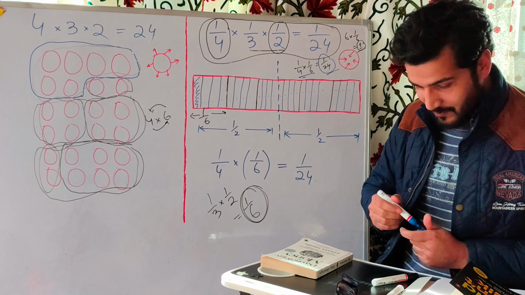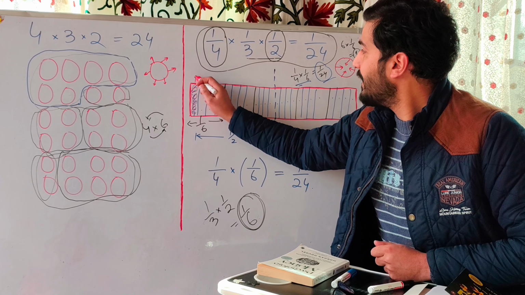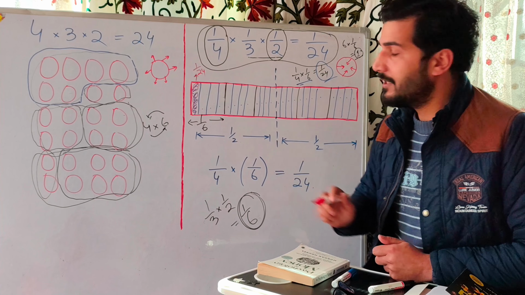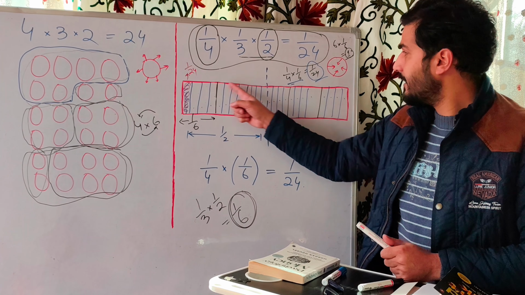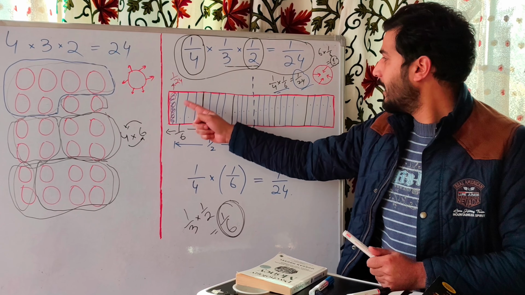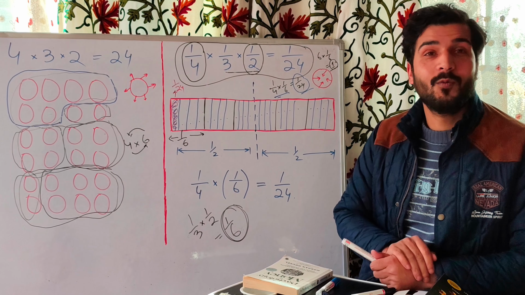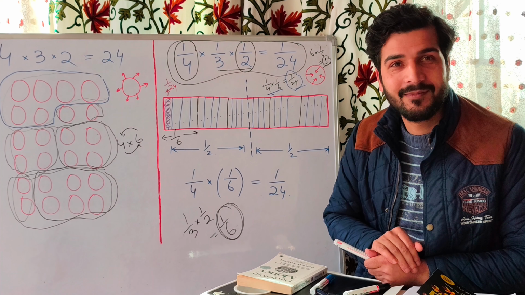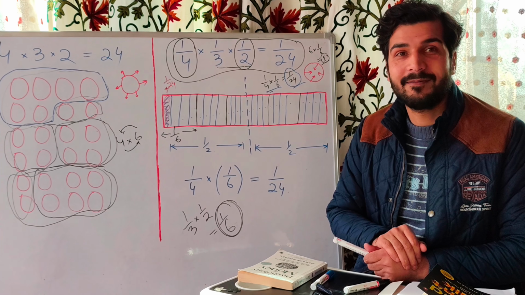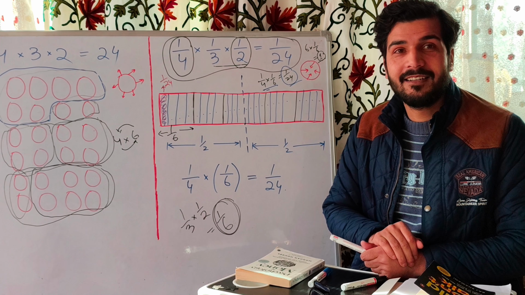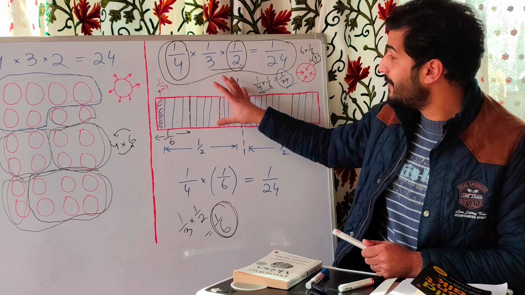So what is this now? It is the 1 divided by 24th part of the entire space, entire unit, entire whole. So this is how we can show the multiplication of fractions to a student, even to a layman. This is how we can represent this, so that a layman can understand.